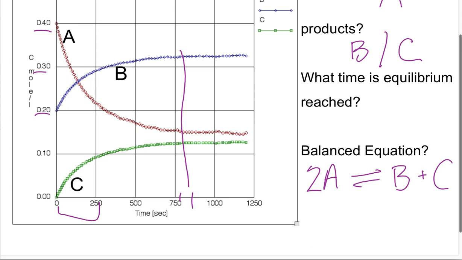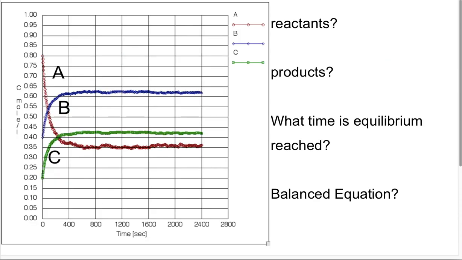We're going to do a couple of these really quick. They're all going to have the same equation. I picked bad examples. But at the end of the day, I need you to be able to look at these and figure it out. So the next one, what are my reactants or reactant? A. My products? B and C. What time is equilibrium reached-ish? Yeah, 500 or 600, somewhere in there. 500 to 600 seconds. Please use your units. I didn't do units on the last one, so shame on me. Somewhere in there. And then the balanced equation.